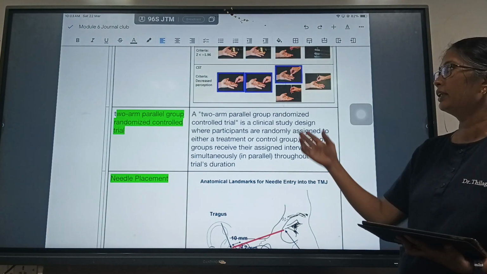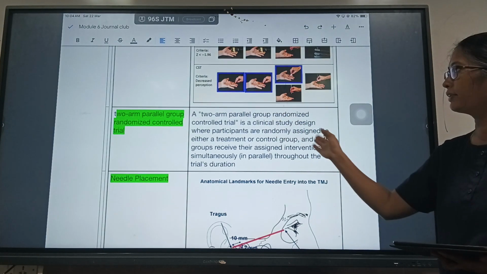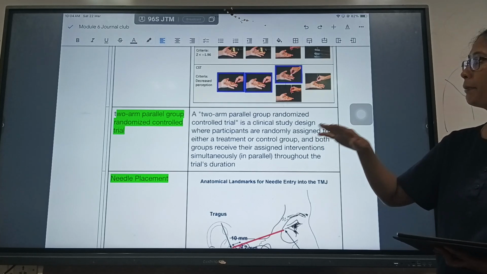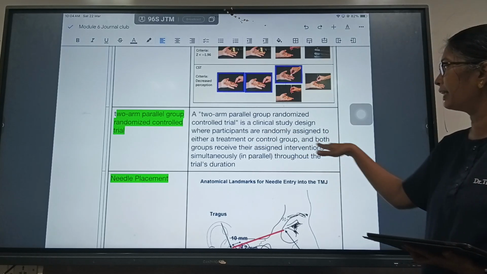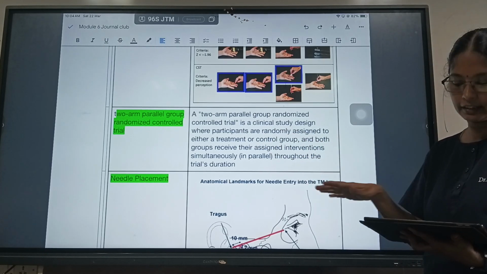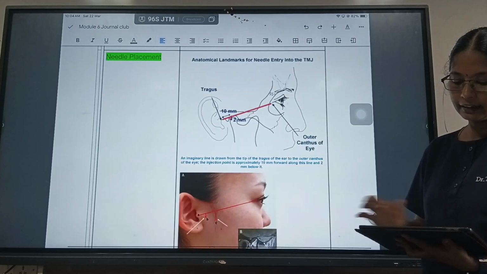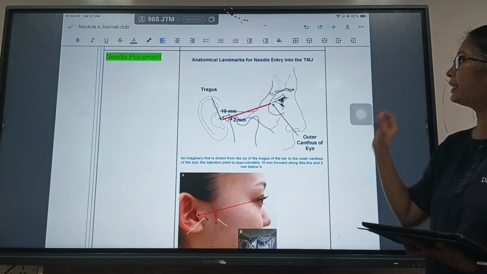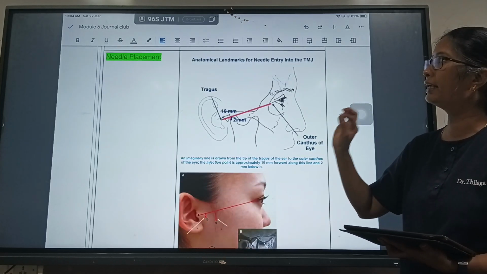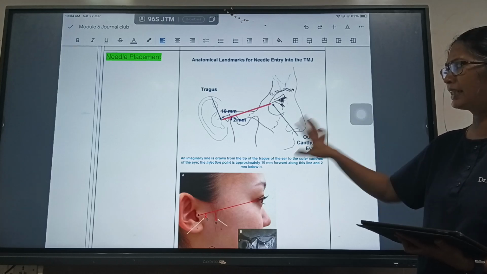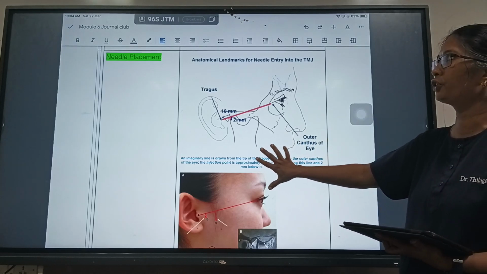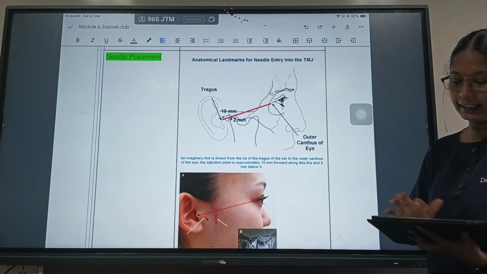What is two-arm? They use the control as well as the experimental group, and parallel in the sense they give the interventions in parallel throughout the trial duration. And they have injected lidocaine intra-articularly. Here I am just talking about the temporomandibular joint, whereas they have used the knee joints.